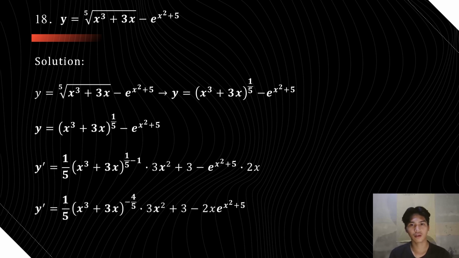Then we can simplify it and rewrite it into 1/5 the quantity of x cubed plus 3x to the power of negative 4 over 5 times 3x squared plus 3 minus 2x e to the power of x squared plus 5.